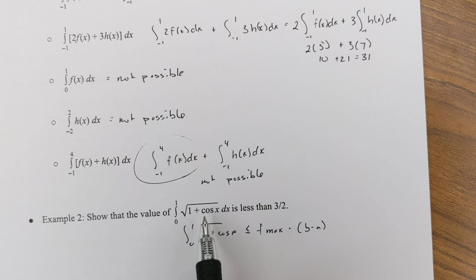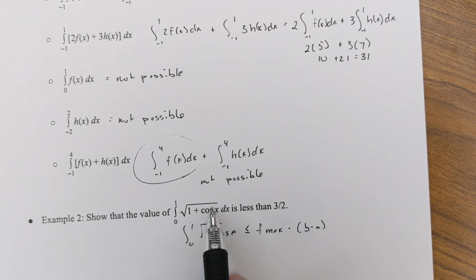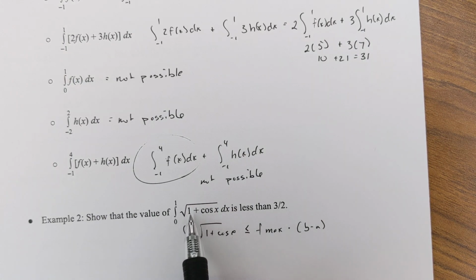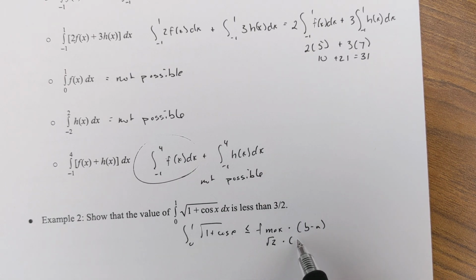So f max is the maximum value of this function. Well, the largest cosine can be is 1. So the largest this can be is 1, the square root of 1 plus 1. So f max is root 2. B minus a is 1 minus 0. So this is root 2 times 1. Well, root 2 is approximately 1.414.